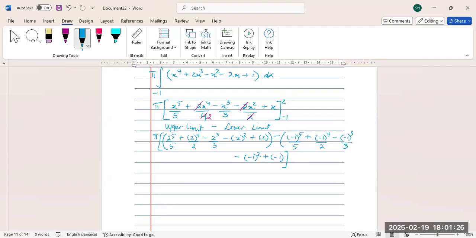Agreed? Yes, sir. So this is pi. 2 to the fifth is 32. Yes, sir. 32 over 5. 2 to the fourth is 16. Yes, sir. 2 to the third is 8, minus 4 plus 2.